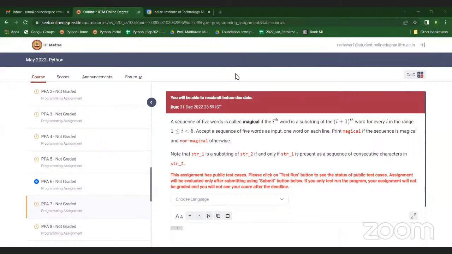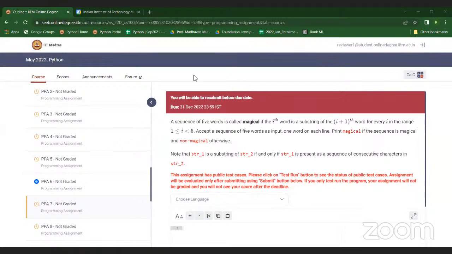Sir, I have a question. Yes, what is your question? Sir, actually, PPA 5 I cannot solve. Actually, I solved it, but it gives me half marks. I cannot find the error. Can you help me?